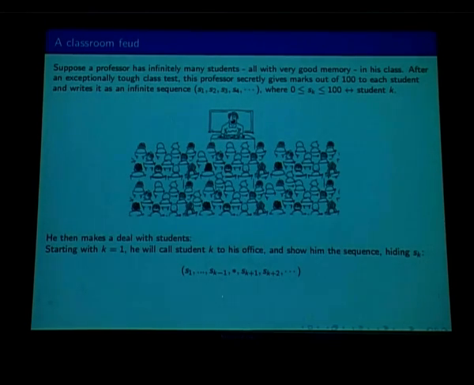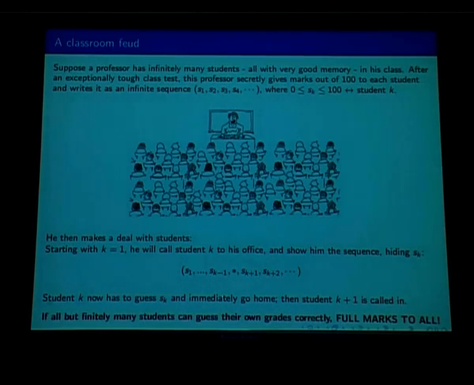So he then makes a deal with his students that next day he will call student K. Starting from K equals 1, he will call student K to his office and show him the grade sequence that he wrote down, but he will hide student K's marks. That is, he will hide S_K. Now, student K has to guess what S_K is and immediately go home, not talking to anyone else after that. And then the next student is called in. So after the whole process, if all but finitely many students can guess their own grades correctly, then he will give full marks to all.